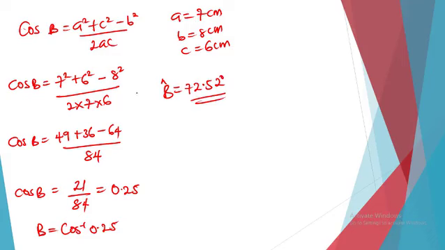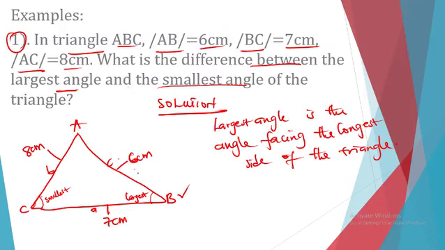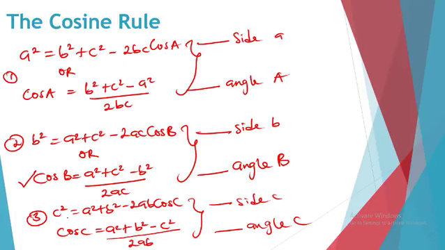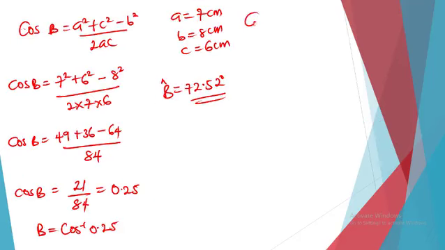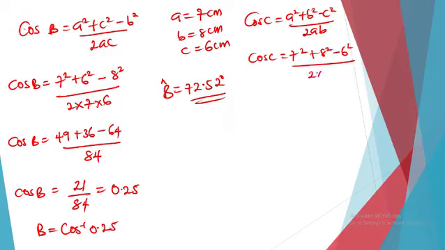The smallest angle here is the angle at C. So we are using this: cos C equal to A squared plus B squared minus C squared all over 2AB. So let us start. We have cos C equal to A squared plus B squared minus C squared all over 2AB. Substituting the values of A, B, and C, we have cos C equal to 7 squared plus 8 squared minus 6 squared all over 2 times 7 times 8.